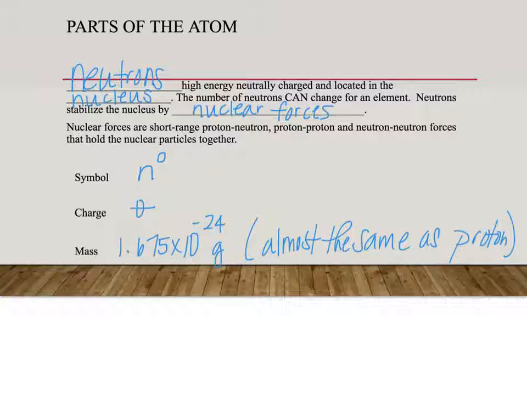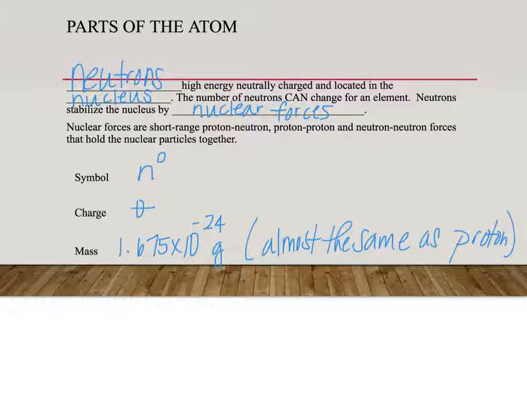And neutrons are high energy, neutrally charged particles that are also located in the nucleus. And the actual number of neutrons can change for an element. We call those isotopes, which we'll be talking about in class. The neutrons are in the nucleus, and they help to stabilize the nucleus by nuclear forces. Nuclear forces are short range. They can be proton to neutron, proton to proton, or neutron to neutron forces that hold the nuclear particles together. And the nuclear particles, of course, are the ones that are inside the nucleus.